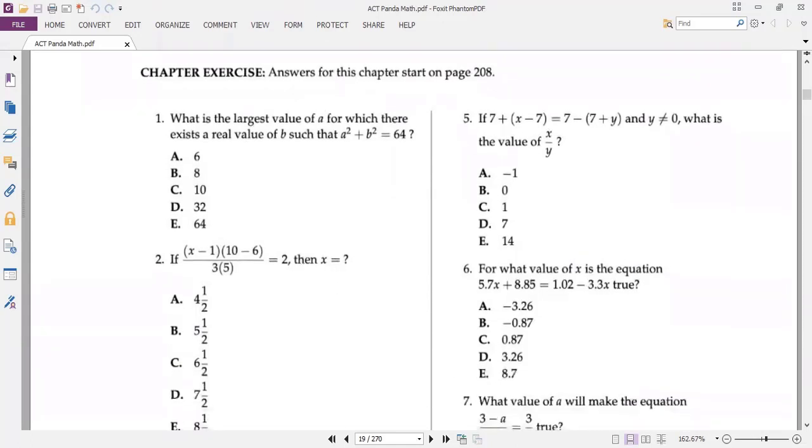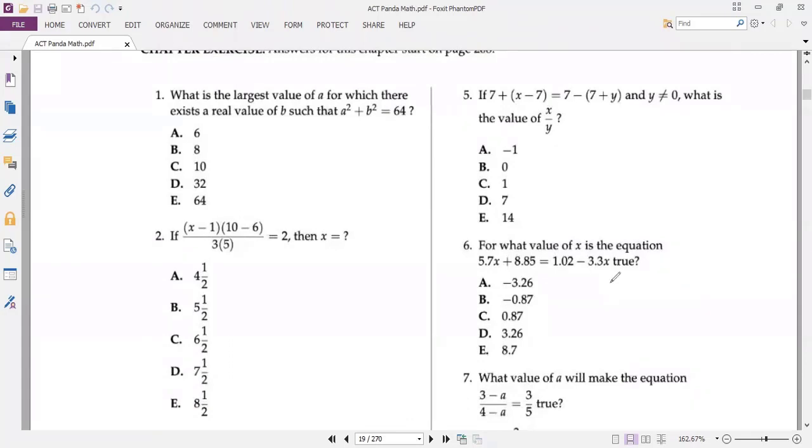We'll start with problem number 1. Here we have: what is the largest value of A for which there exists a real number value of B such that A squared plus B squared equals 64? In this case, we have options. Which is better to plug in? But no, he is asking about a real number value of B, value of A, and wants the largest one.